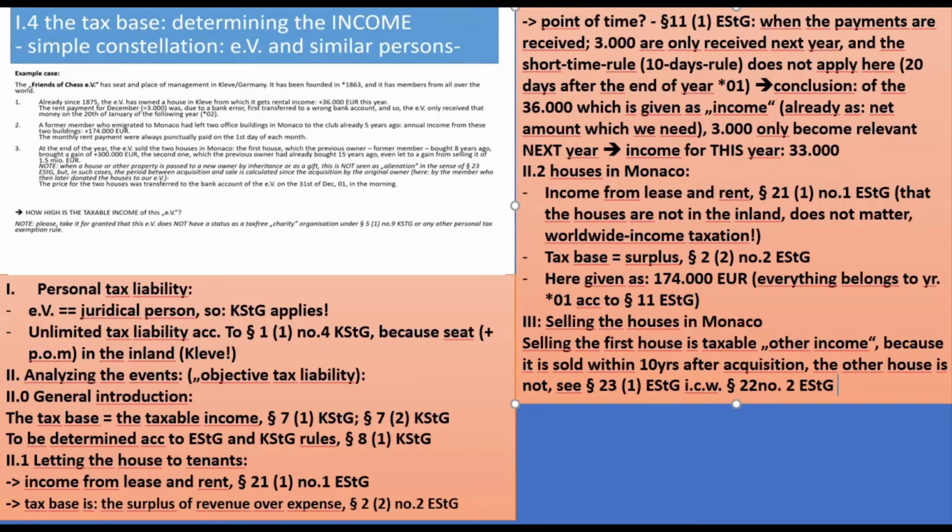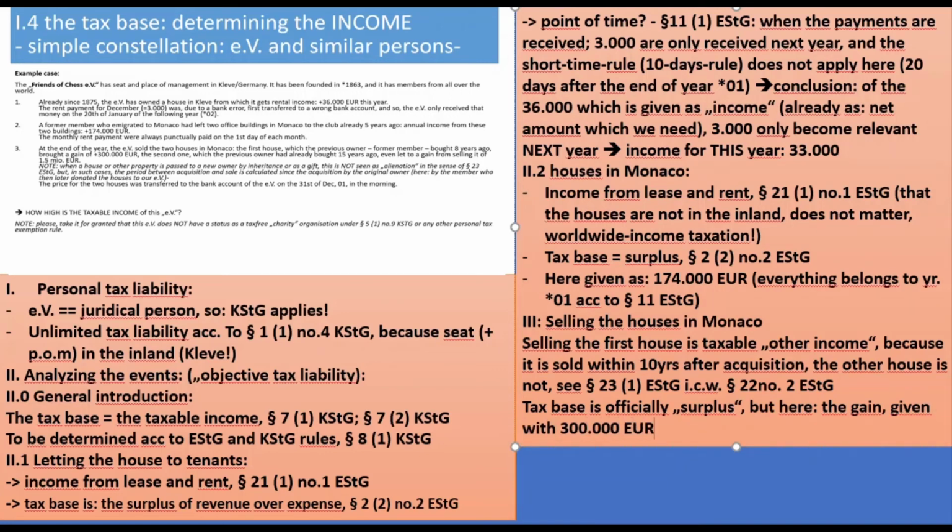And so the tax base is officially the surplus, but here the gain, and that's given with 300,000 euro. Now we could even look up where we find the rule that in case of the alienation of private property, naturally the gain is the tax base or is regarded as the surplus in this case. So, well, look it up.